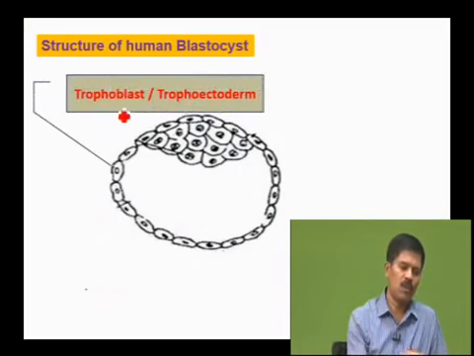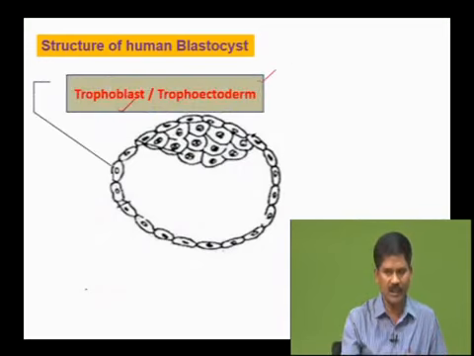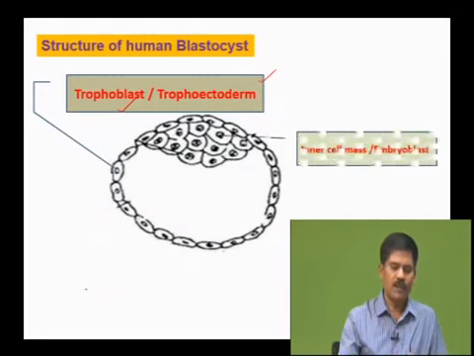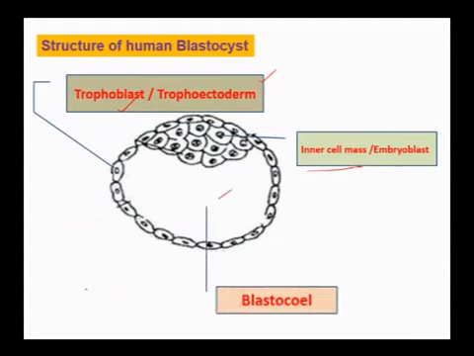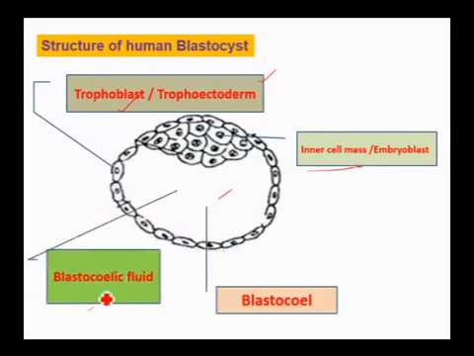We call it trophoblast, or trophoectoderm. It encloses an inner cell mass, which we call embryoblast. The cavity present in the blastocyst is called blastocoel. It's filled with blastocoelic fluid secreted by surrounding blastomeres.